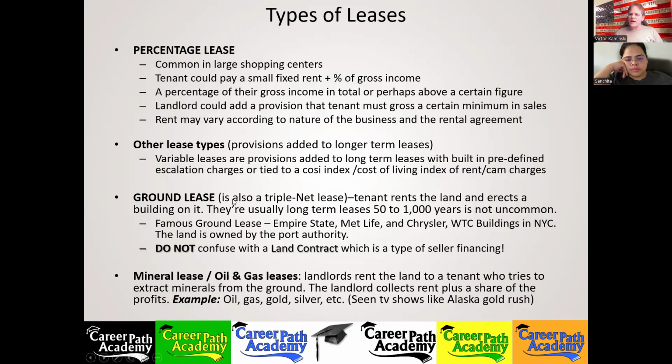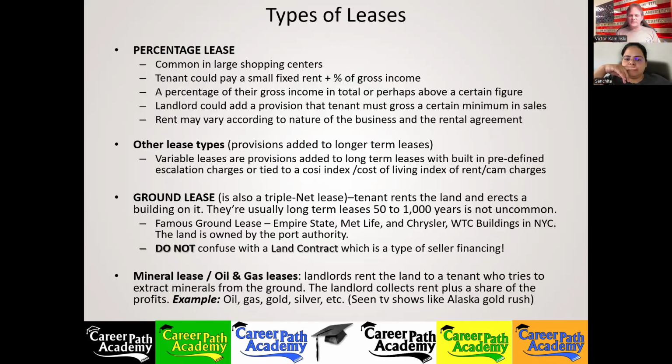All right. So ground leases are triple net leases. What is a ground lease? A ground lease is a type of lease where the tenant rents the raw land and then they erect a building on that land. So therefore, that's going to raise the taxes, right? It's also going to be more maintenance. Now you've got to worry about snow removal and all that stuff. Tenant's responsible for all of that. It's their improvement. They're responsible for maintaining it and the additional taxes that come because of it.